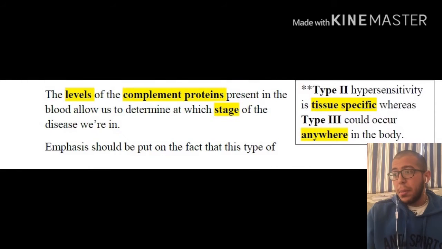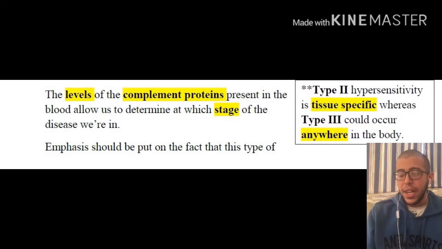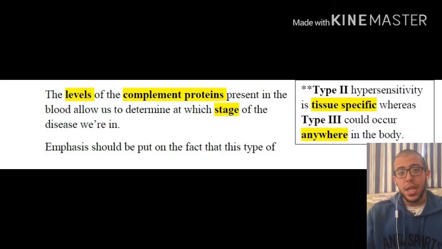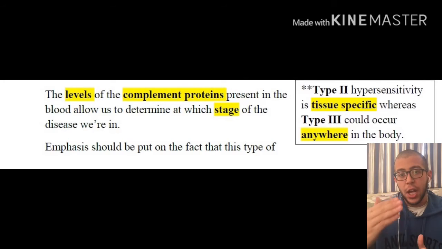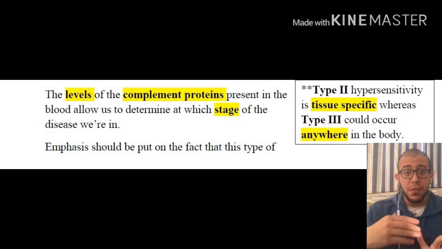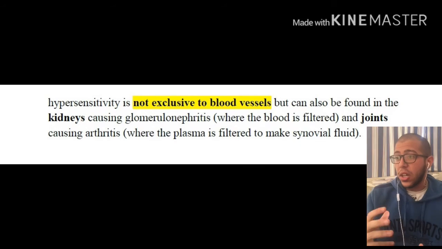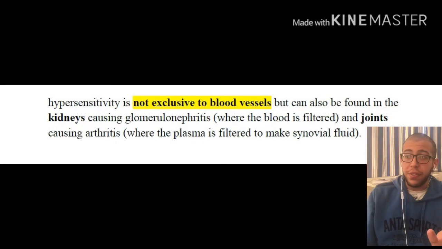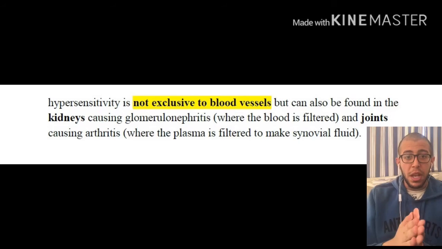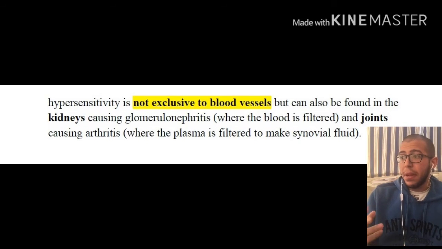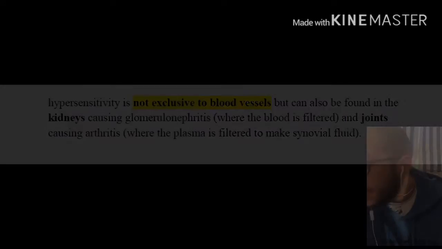Now, the levels of the complement proteins present in the blood are going to allow us to determine at which stage of the disease we're in. This goes hand in hand with the point we mentioned earlier, that this is going to be amplified. So the more complement proteins, the longer this has been present. Now, emphasis should be put on the fact that hypersensitivity is not exclusive to blood vessels and can also be found in the kidneys, causing glomerular nephritis, where the blood is filtered, by the way. We have mentioned that also in a previous video. It can also be found in joints, and this can cause arthritis, where the plasma is filtered to make synovial fluid.